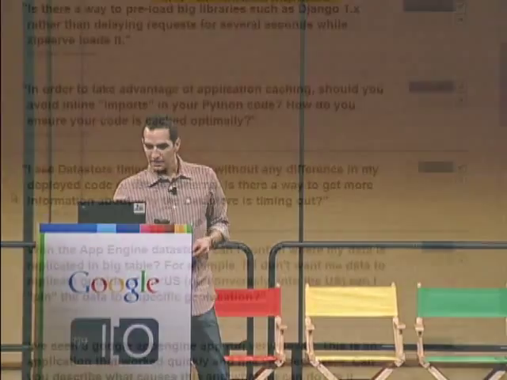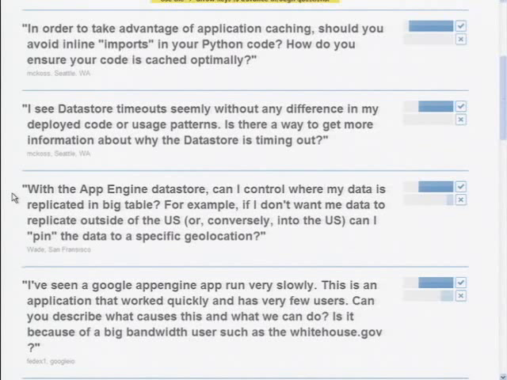I'll take another one from here. In order to take advantage of application caching, should you avoid inline imports in your Python code? How do you ensure your code is cached optimally? That's a really good question. So it's sort of a trade-off, right? If you put all of your imports at the top of your Python code, all of your imports are going to get imported on your first request, and they're going to hang around on the app server cache for your runtime and be available to the next request. However, that's going to make your first request much slower. If you break up your imports into only the code paths that need them, you'll be doing less work on a per request basis. So that's something you need to figure out for your application and see what works best.